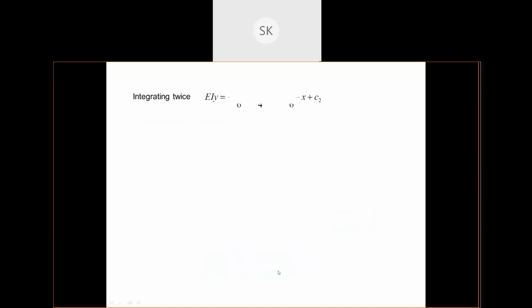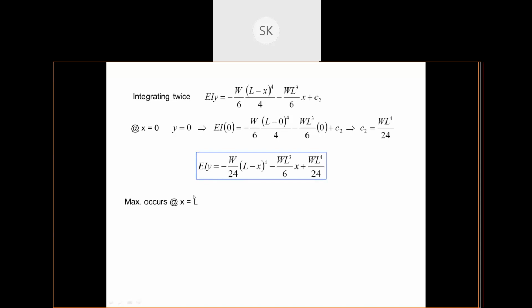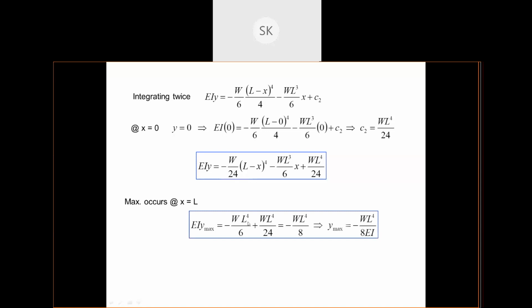Now again I am integrating that one. I got this equation. Now use the boundary conditions to find the C2 value. Place the C2 value in this equation and you will get the deflection equation. So this is the deflection of cantilever beam with UDL, and I can find the deflection anywhere. Suppose I know the deflection is maximum at the end of the beam, that is x equals L. So replace x by L. I got the deflection, which is WL^4 by 8EI.